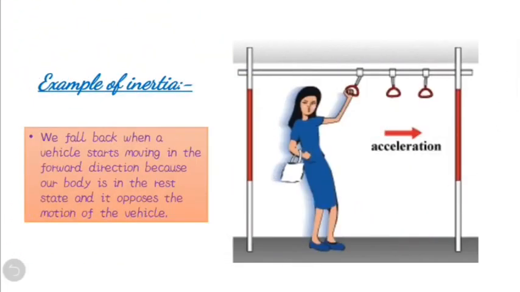In the second example of inertia, we fall back when a vehicle suddenly starts moving in the forward direction. It is the same case of the law of inertia. When we are standing in a bus and it suddenly starts moving, we fall backward because our body was in the state of rest and it wants to stay at rest. But when the vehicle suddenly starts, due to inertia, we fall back.